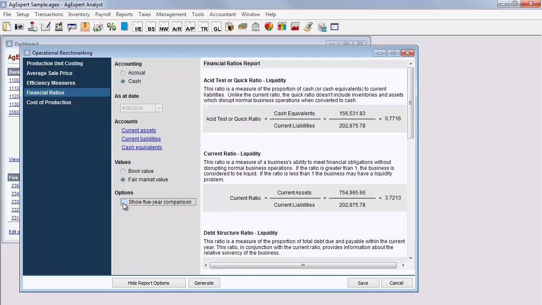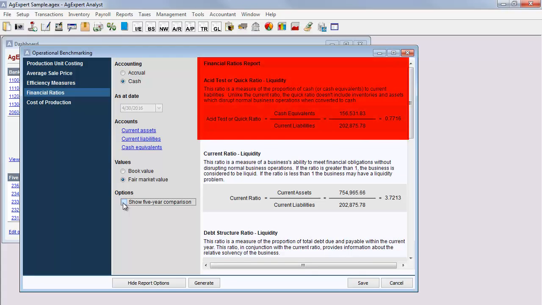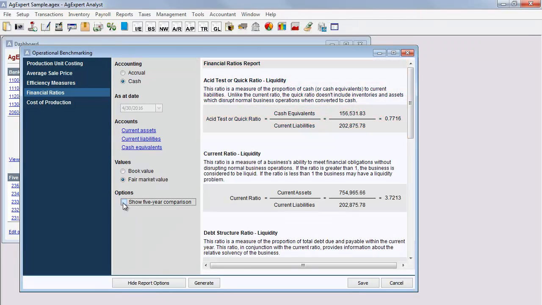This report will calculate 7 financial ratios. The acid test ratio measures the proportion of cash or cash equivalents to the current liabilities. It answers the question, if I had to pay my current debts today, could I do it? A ratio of 1 means that you can pay all of your current debt today.